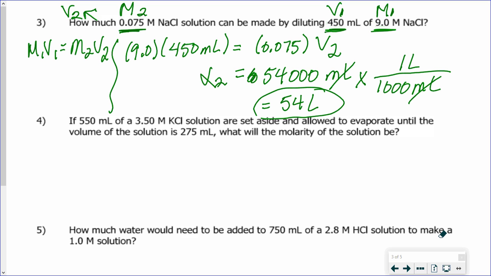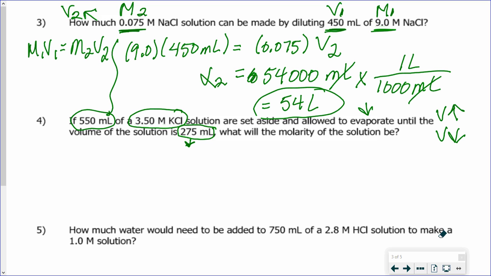So here we go. We've got 550 mils of 3.5. Now it's set aside and allowed to evaporate. So if it evaporates, is my volume going up or is my volume going down? It's going down, right? So it's allowed to evaporate until the volume of the solution is 275, okay?